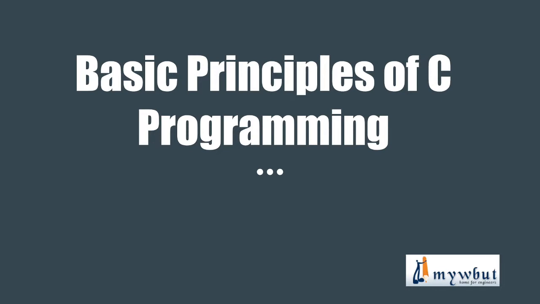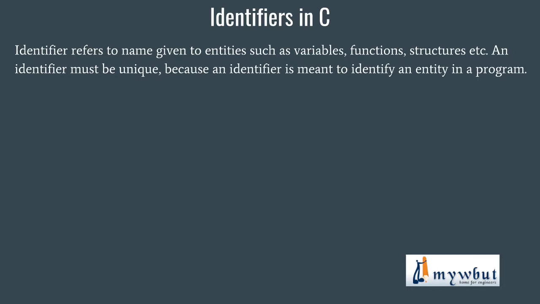So in the first video for C programming, we will learn about something called identifiers and keywords in C. So first of all, let us see what identifiers mean. Identifier refers to a name which is given to entities such as variables, functions, structures, etc. An identifier must be unique because an identifier is meant to identify an entity in a program.